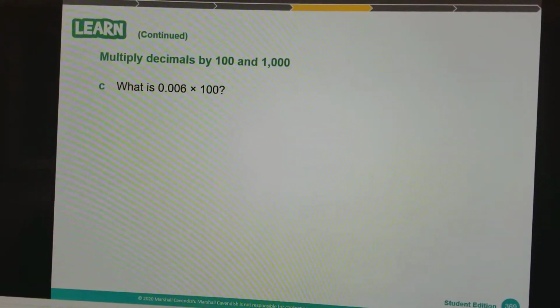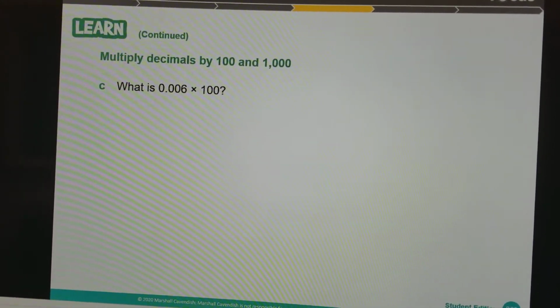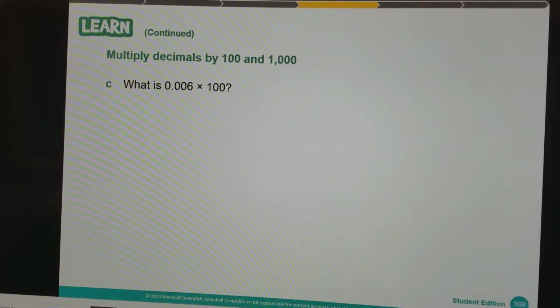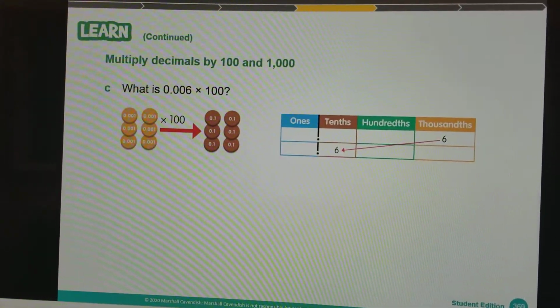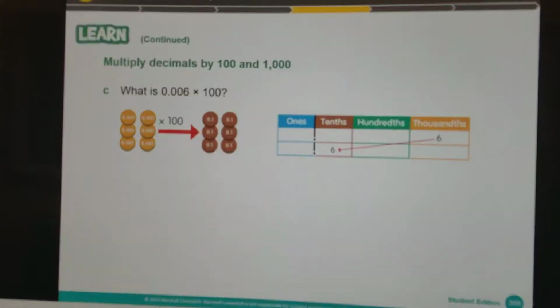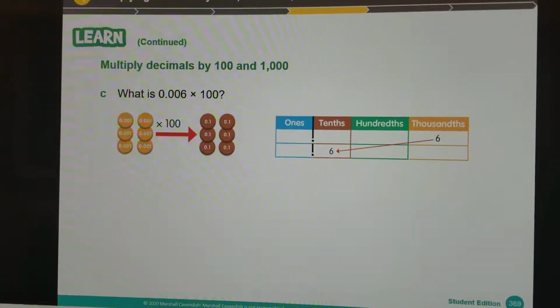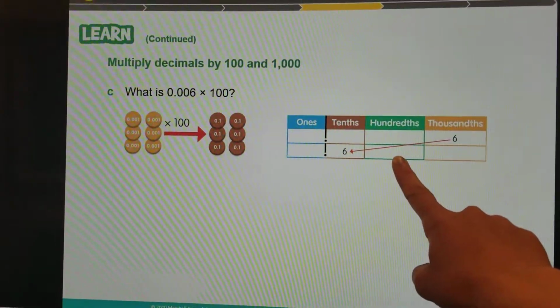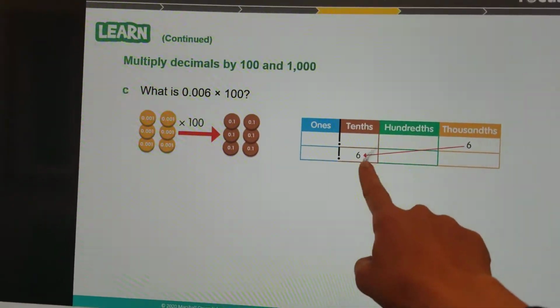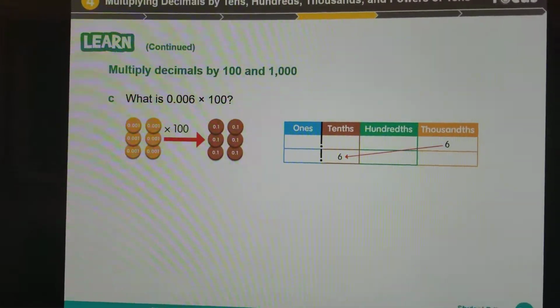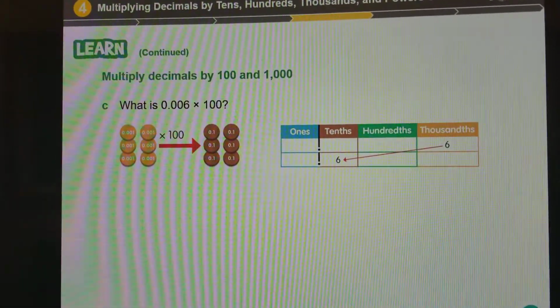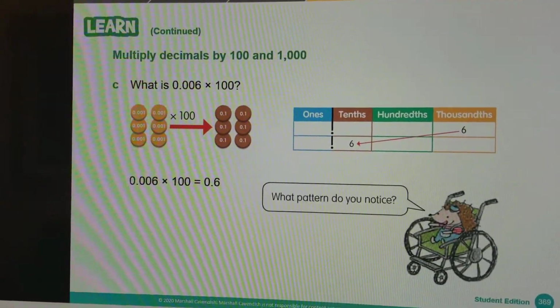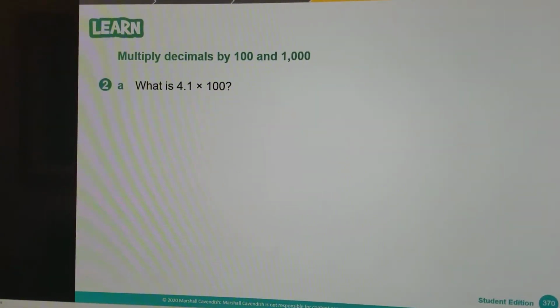Okay, what if I have 6 thousandths times 100? Okay, again, it's 6 thousandths times 10, right? If it was 6 thousandths times 10, the answer would go there. It would be 6 hundredths, but it's times 10 times 10, so it would be 6 tenths. Okay, it's important to think about that pattern.